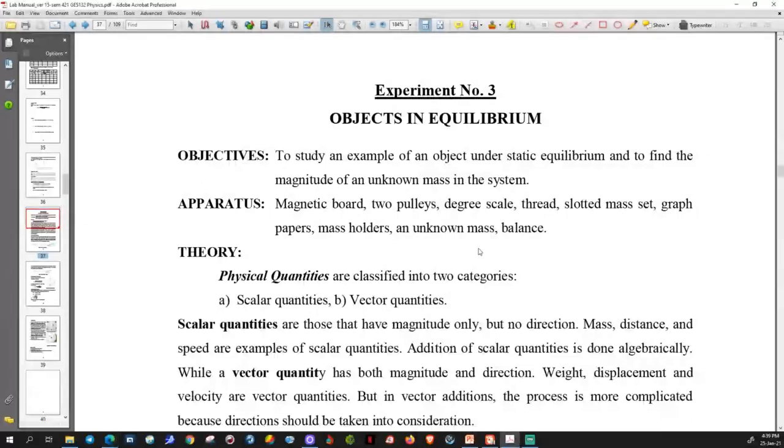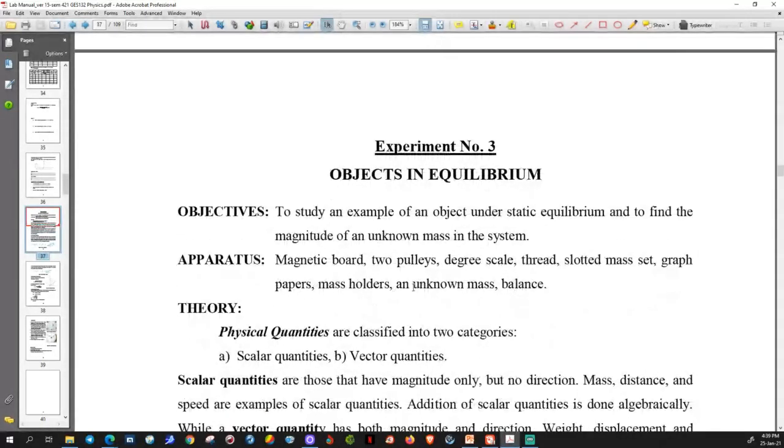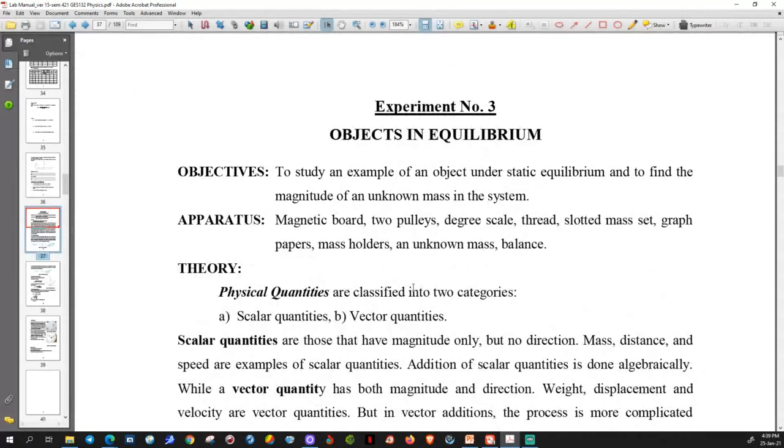Our class for today is an online demonstration session for experiment number 3, objects in equilibrium. You can open your lab manual to this page. Okay, that's the page, page number 37 in my PDF. If you want this PDF, by the way, I can send it to you in Blackboard. So this one is our experiment for today.